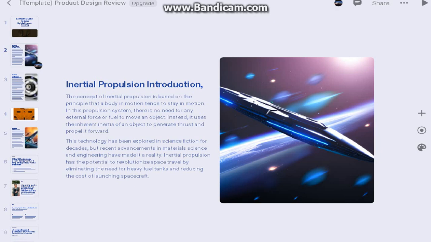Inertial propulsion introduction. The concept of inertial propulsion is based on the principle that a body in motion tends to stay in motion. In this propulsion system, there is no need for any external force or fuel to move an object. Instead, it uses the inherent inertia of an object to generate thrust and propel it forward. This technology has been explored in science fiction for decades, but recent advancements in materials science and engineering have made it a reality. Inertial propulsion has the potential to revolutionize space travel by eliminating the need for heavy fuel tanks and reducing the cost of launching spacecraft.